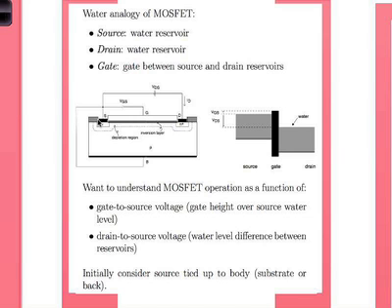Okay. Now, the analogy is essentially shown here. The source is considered as a reservoir for water. The drain is considered another reservoir for water, and they're sitting at different levels.